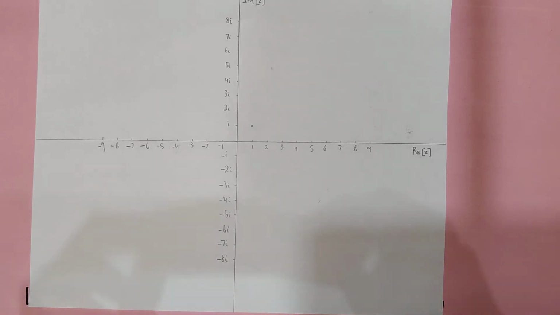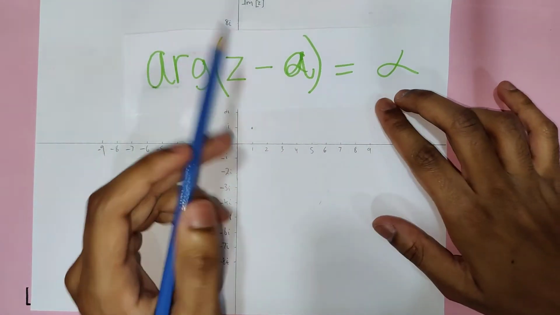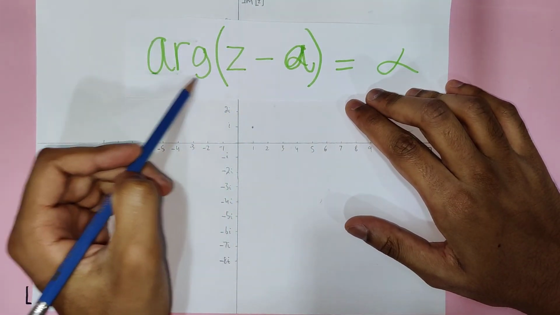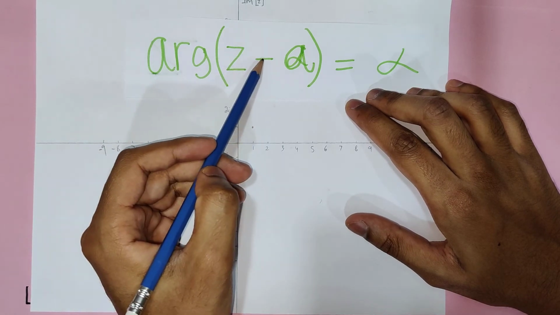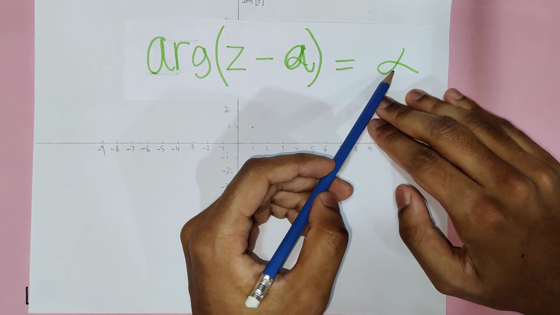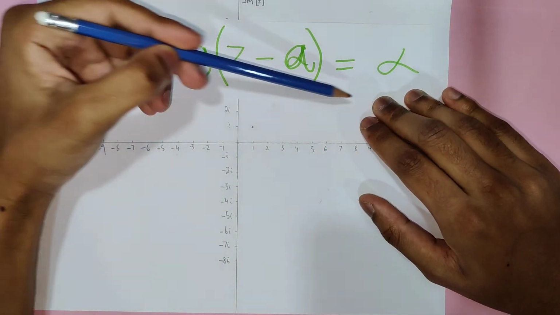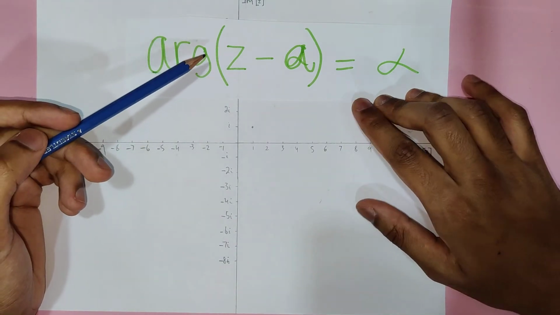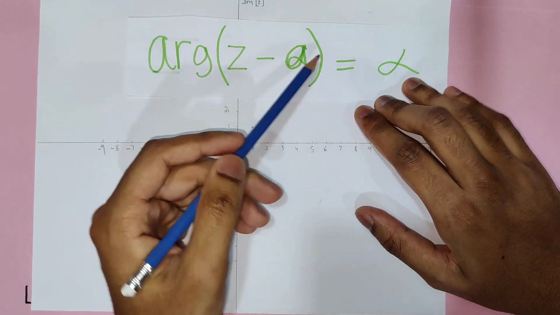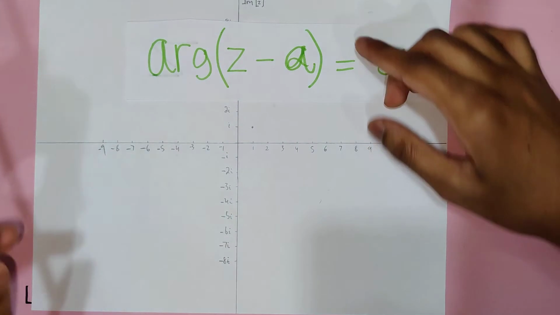So the second form of loci is something like this. It seems a little bit confusing, but it's not really. This tells us that the argument of z minus a complex number is equal to a specific angle. Now what might this tell us? Well, this is a half line. You'll see what I mean by half line soon. Starting at the point a, inclined at an angle of alpha upwards from the real axis.